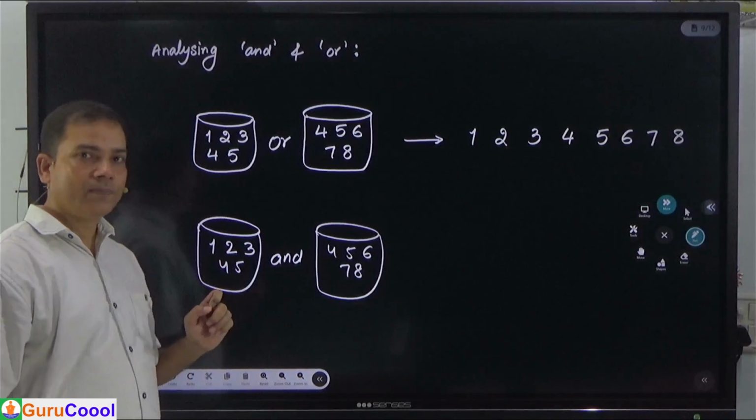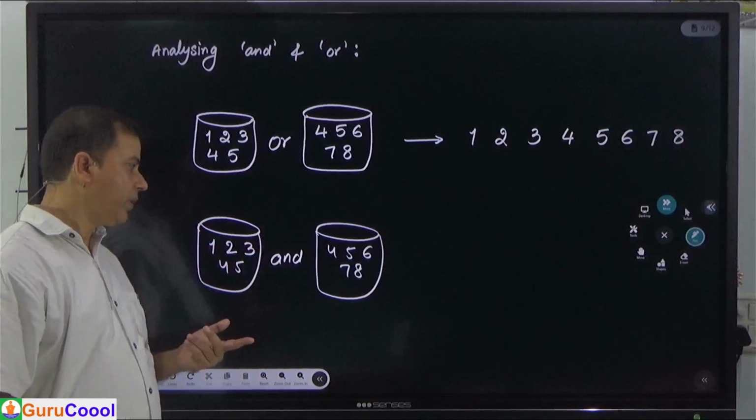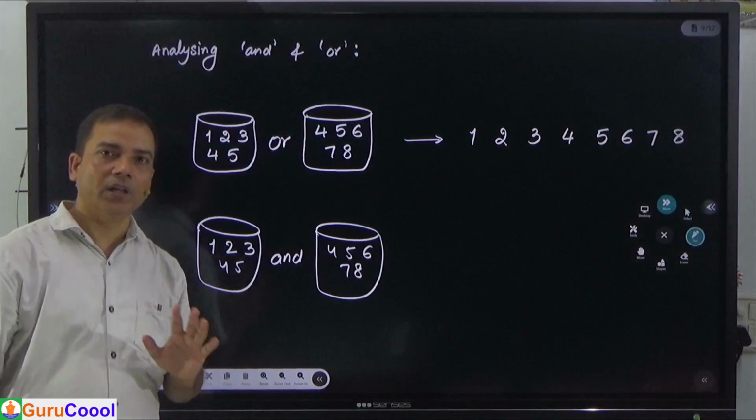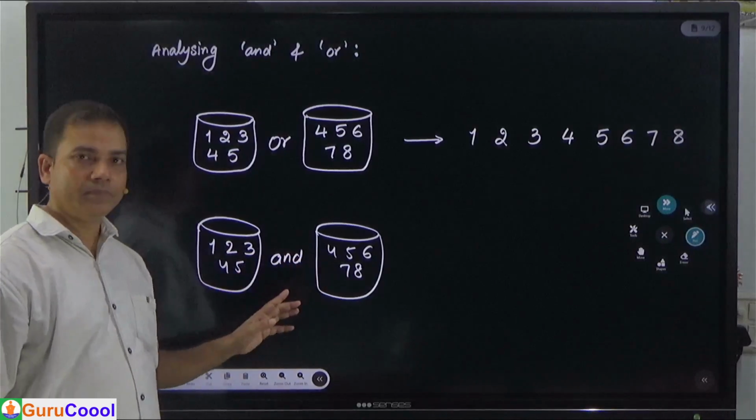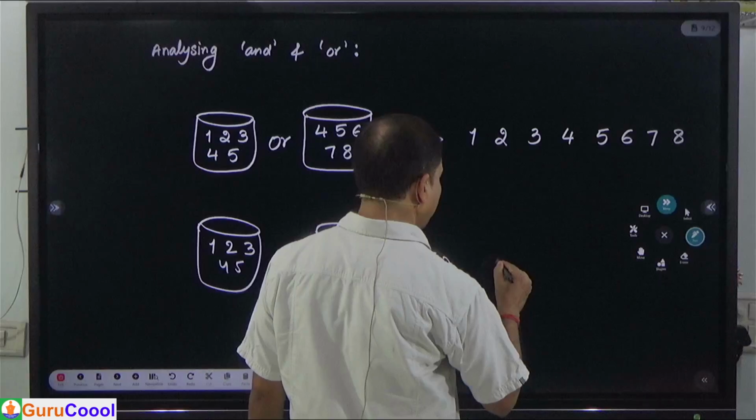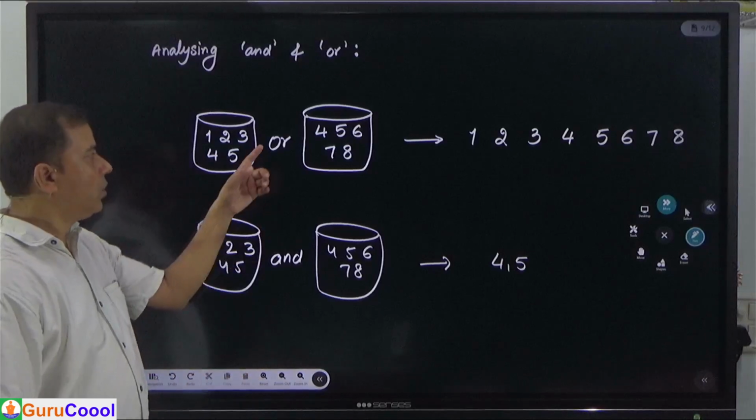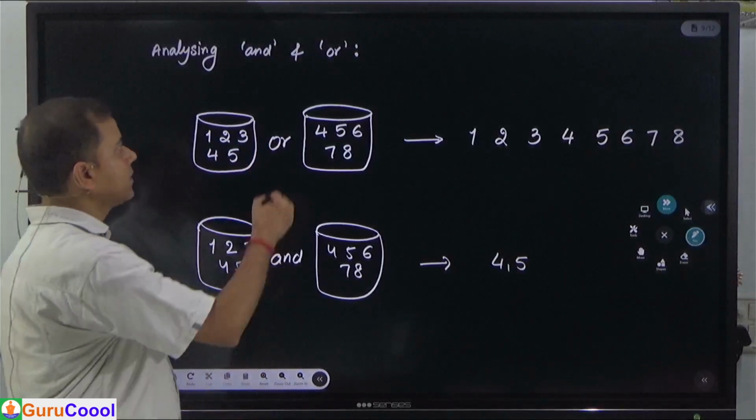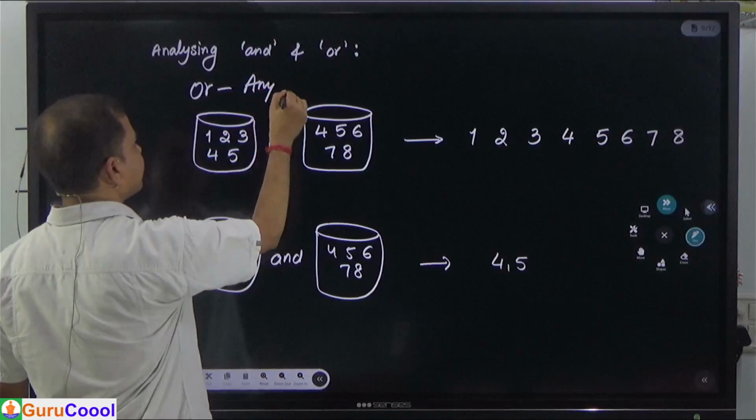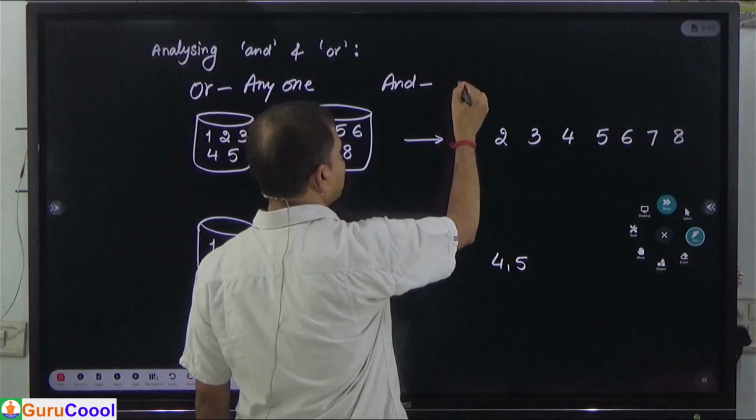You draw a 4, you will be the winner because 4 is in both of them. If you draw a 5, then you will be the winner because 5 is in both of them. If you draw 8, you are not a winner because 8 is not in both of them. So only 2 numbers are contributing in your winning, which are 4 and 5. So this is the basic difference between or and and. Or means anyone, and means common to all.